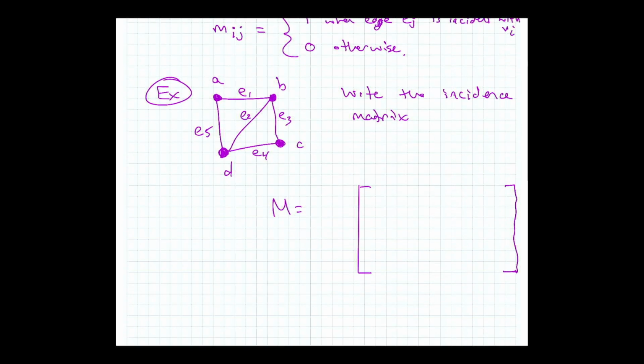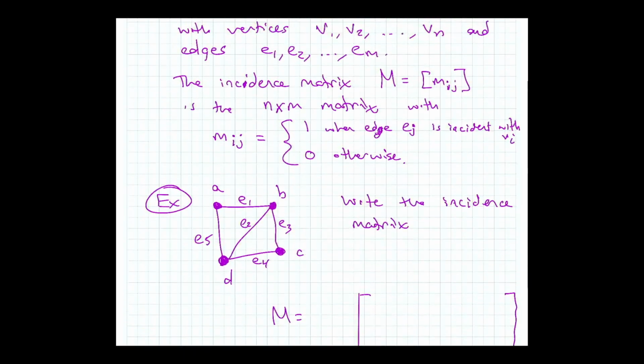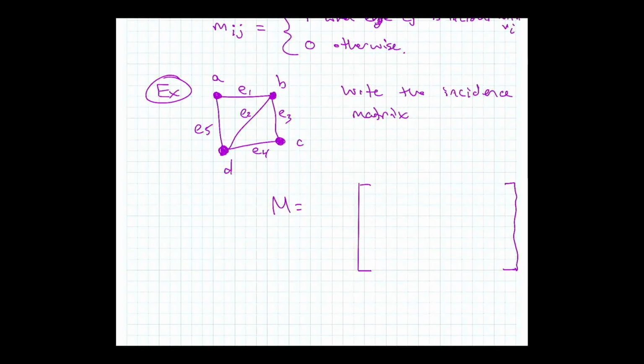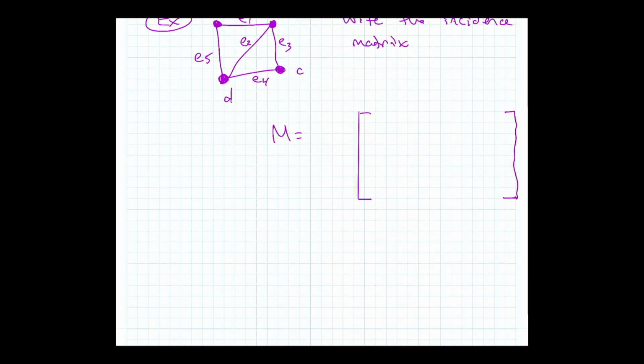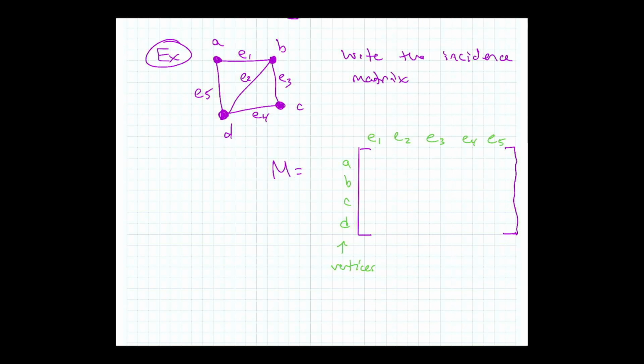Okay, so the idea is this. You put your vertices along the side: A, B, C, D. Right, so these are your vertices. And then your edges go across the top: E1, E2, E3, E4, E5. So it's not a square matrix this time. Five edges, but four vertices on this one that I drew.